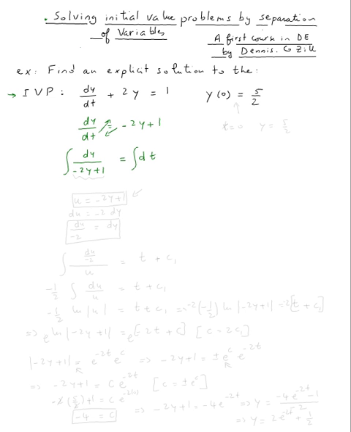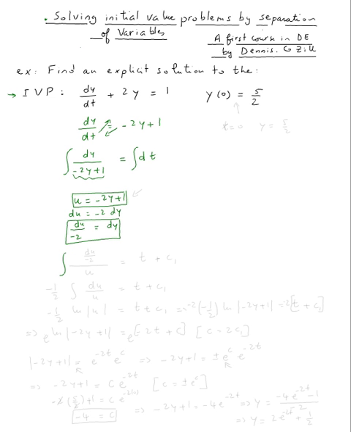See, we have y and dy on the left, dt on the right. So we can take the integral of both sides. Since we have negative 2y plus 1 in the denominator, you know we're going to get ln. So let's call the denominator u. If u equals negative 2y plus 1, then du will be negative 2 dy. So dy will be equal to du over negative 2.